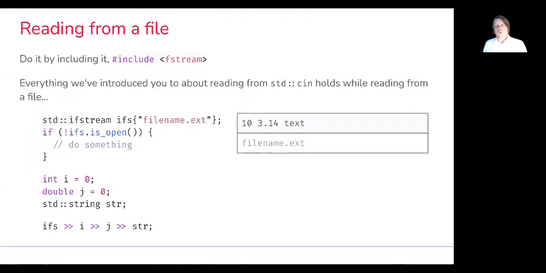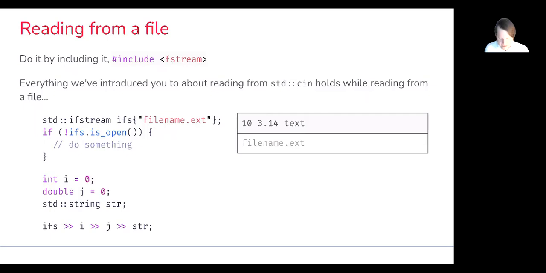So reading from a file, and this is what I'm going to, I believe, conclude this lesson on. We're going to do this by, again, we're dealing with file streams, not the standard input-output streams. So we'll pound include fstream if we'd like to read from a file. Now, here's what's cool. Everything we've introduced you to about reading from cin is going to hold while reading from a file. So if you were to use a file stream in place of the standard input stream, what we had would produce the same result, provided that the contents of the file were what we were showing you as user input.